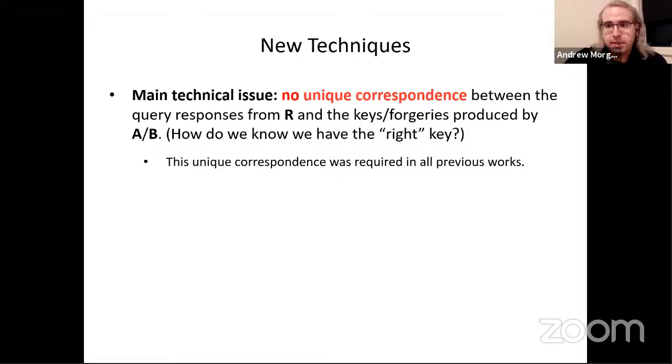So the primary novelty of our meta-reduction stems from the fact that responses to a polynomial number of tag queries don't necessarily specify a unique key. So in theory, there could be multiple different keys or forgeries corresponding to R's responses to A's or B's tag queries. For technical reasons, all prior meta-reductions of similar form to ours required a unique correspondence between the query responses and the adversary's final output. In contrast, we can deal with this issue and show that this key uniqueness isn't necessary in two steps.